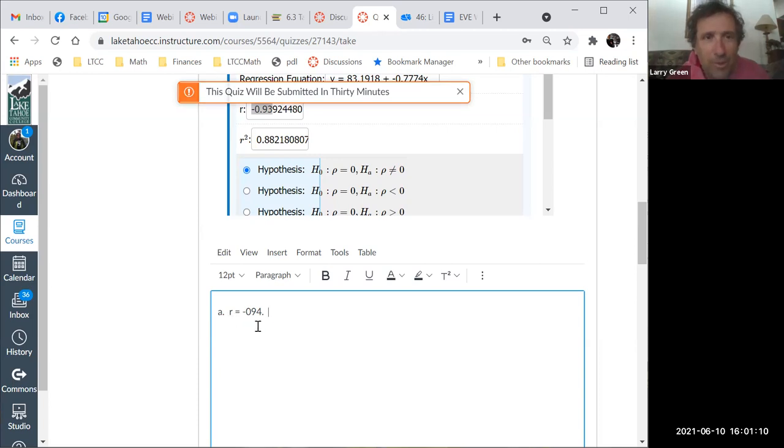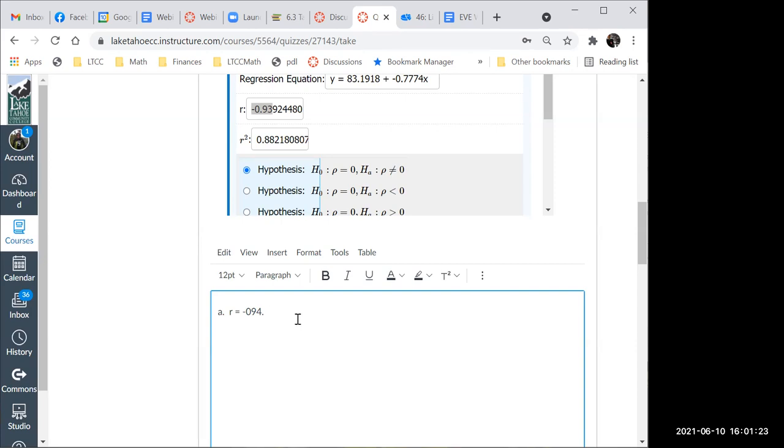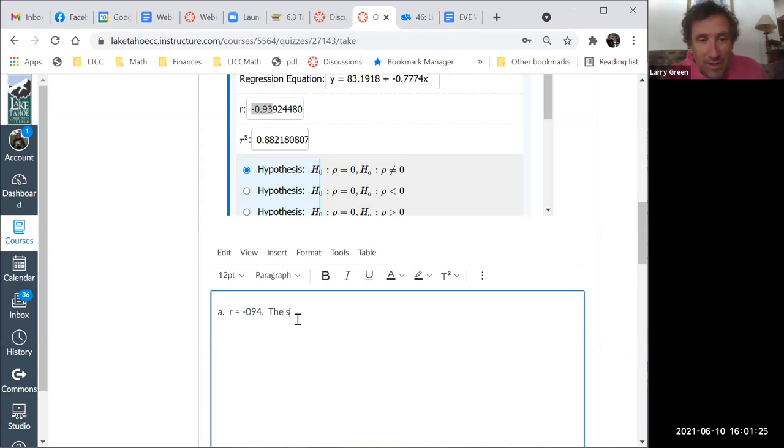So when you have negative 0.94, what does that say about the regression line? It has a negative slope. Definitely has a negative slope. So that's one thing we can say: the slope of the regression line is negative. Negative correlation is what R is. So the regression line is about the slope. And remember, the correlation and the slope always have the same sign.